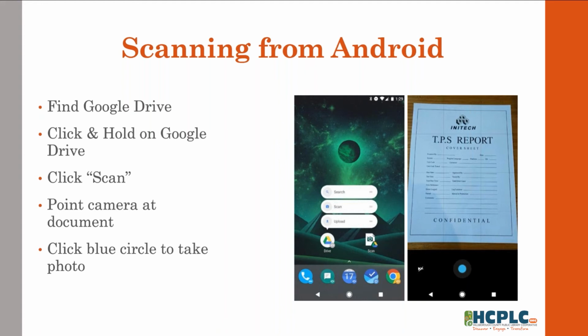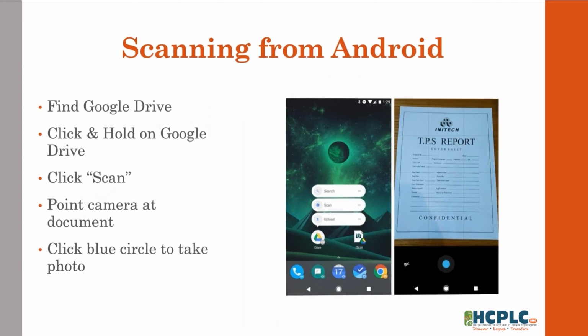You're going to find the Google Drive app on your phone, and then you're going to click and hold. So click and hold on a smartphone is similar to being able to right click. It gives you different options on your Android. And then once you click and hold, it's going to have the option to scan. You're going to point the camera at your document and then click. Now again, every Android might be slightly different, but there's going to be a blue button or something that's pretty obvious that you're basically going to be taking a photo or a scan of this document.